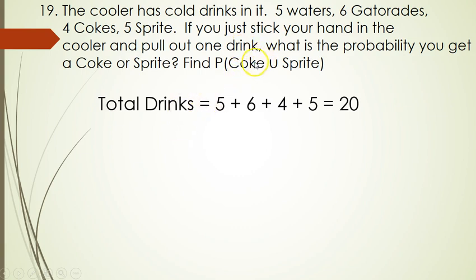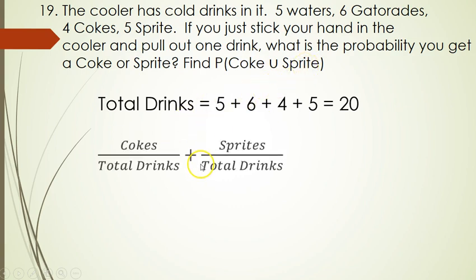So we just have to figure out how many Cokes there were and put it over the total, and then add to it how many Sprites there were and put it over the total. So that's exactly what we're going to do. Cokes over the total drinks plus Sprites over the total drinks. That's going to be 4 Cokes over 20 plus 5 Sprites over 20. That gives us 9 over 20, which is 45%.